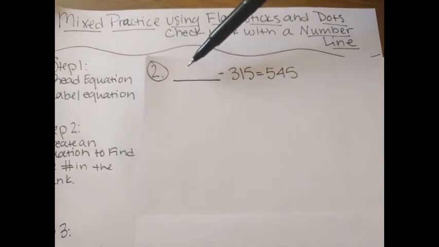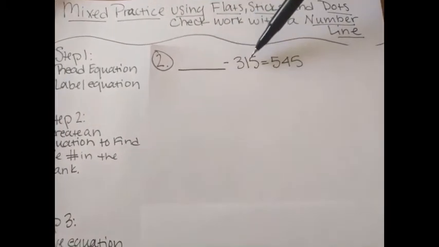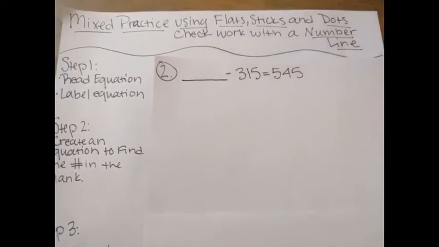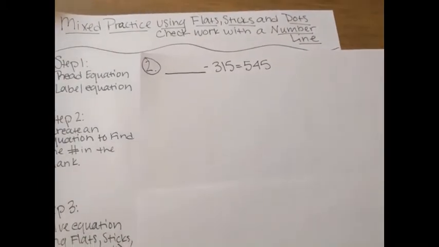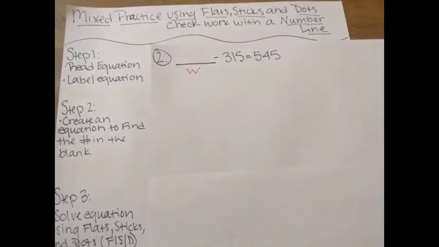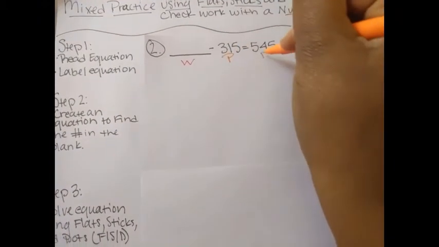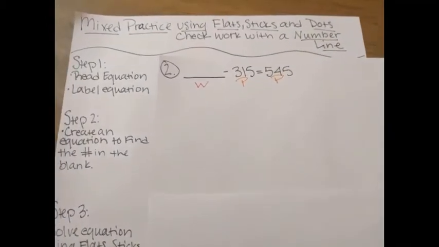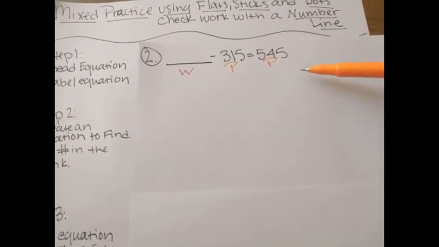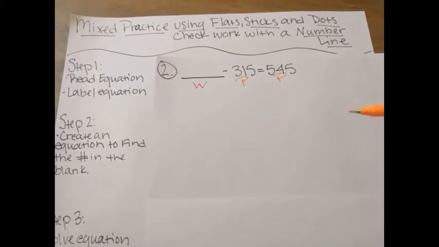So this number is going to be our big number, because if we can subtract 315 from that number and still get 545, this is a pretty big number. So let us go ahead and write whole number under that. And both of these are our known parts, so we can just put part and part, because we know both of those parts. So if we know two of the parts and we're looking for a whole, this is going to be an addition equation.